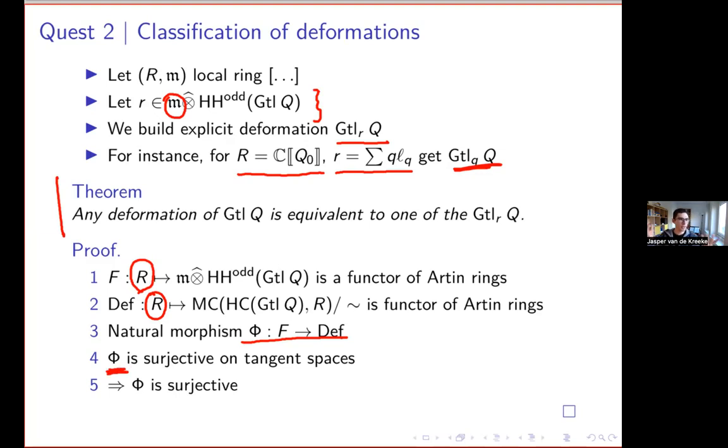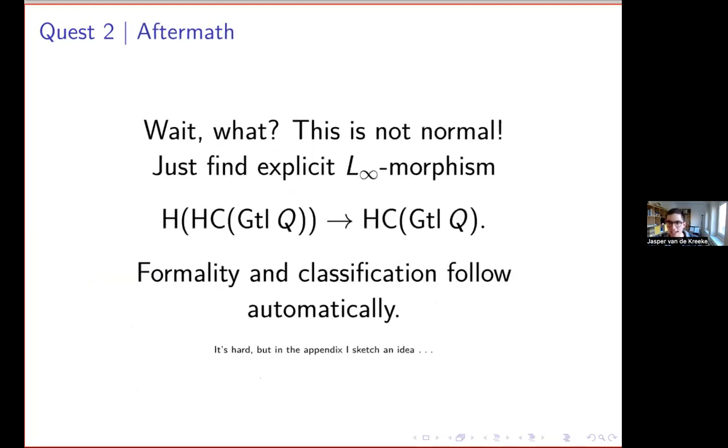Why is it surjective? Because tangent space just means you look over the local ring C[epsilon] with epsilon squared equal to 0. And in this case, the parameter space is exactly Hochschild cohomology, which is also the tangent space of the deformation functor. So with some standard theory on functors of Artin rings, you conclude that phi is surjective.